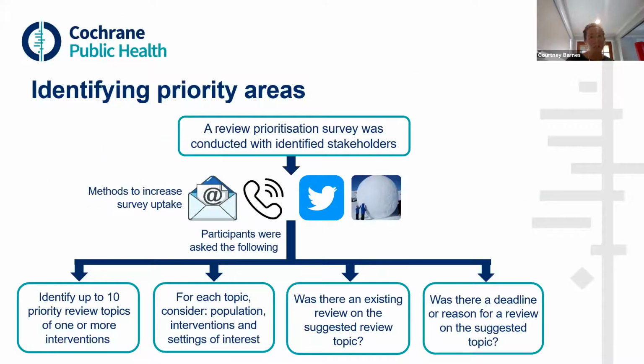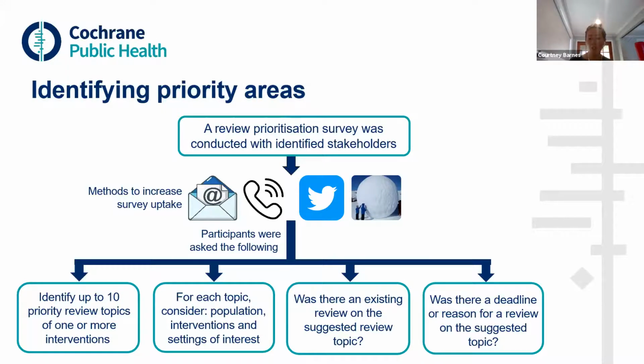So from December 2019 until April 2020, a survey of CPH stakeholders was conducted. Multiple strategies were used to promote the survey and encourage completion. The review prioritisation survey asked participants to identify up to 10 priority systematic review topics addressing the effects of one or more interventions. For each priority topic or problem, participants were asked to consider population groups, interventions, and settings of interest.